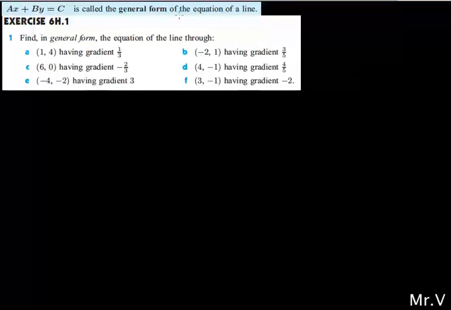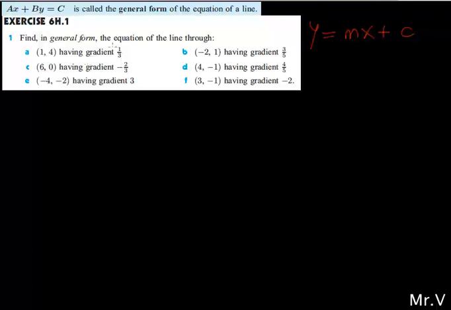Okay, so here we are in topic H, the general form of the equation of the line. As you go through the book, you will find that the general equation is ax plus by equals c, and it's completely different from the equation of the line that you already learned, that is y equals mx plus c, m for the slope or gradient, and c is the y-intercept.